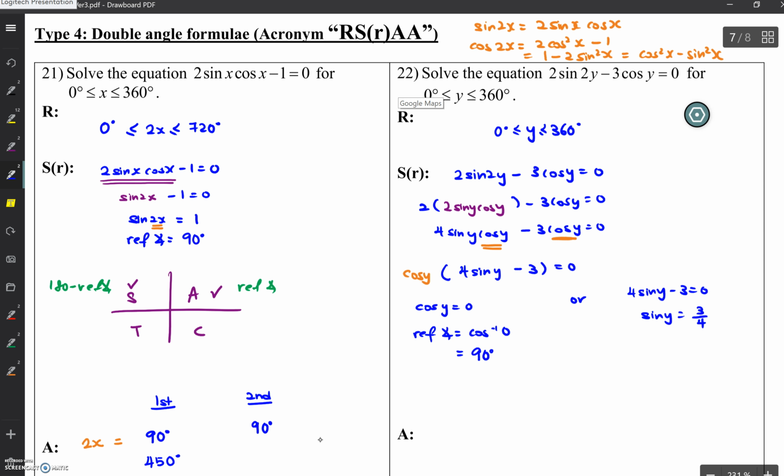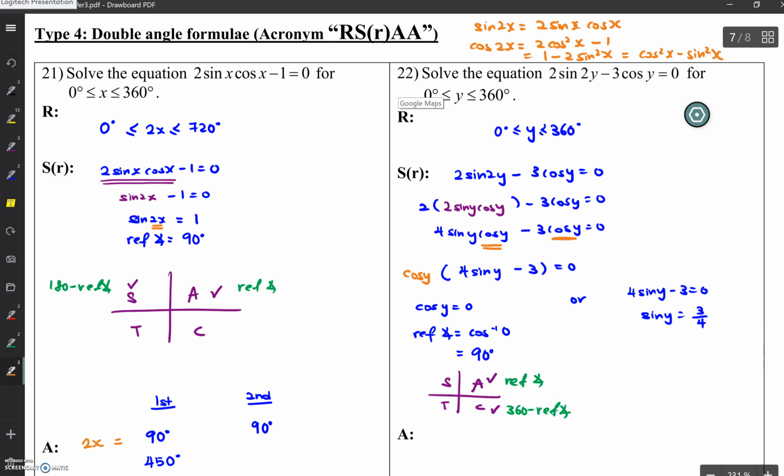Okay, and then let's continue, whereby the next step is, of course, to identify the quadrant here. To identify the quadrant, similarly, we will treat 0 as a positive value. So which quadrants of cosine will give you a positive value? I hope you can see it's A and C again, which means the first quadrant will just be my reference angle, and the fourth quadrant will just be 360 minus the reference angle.